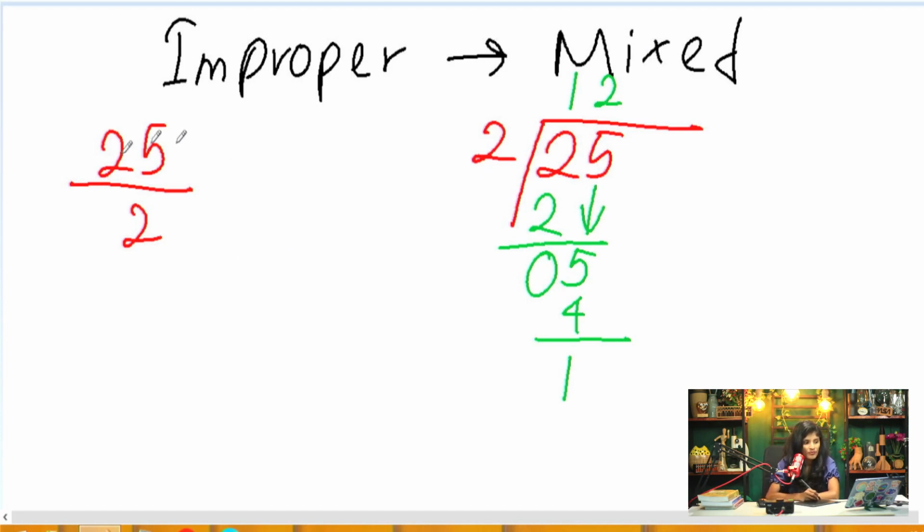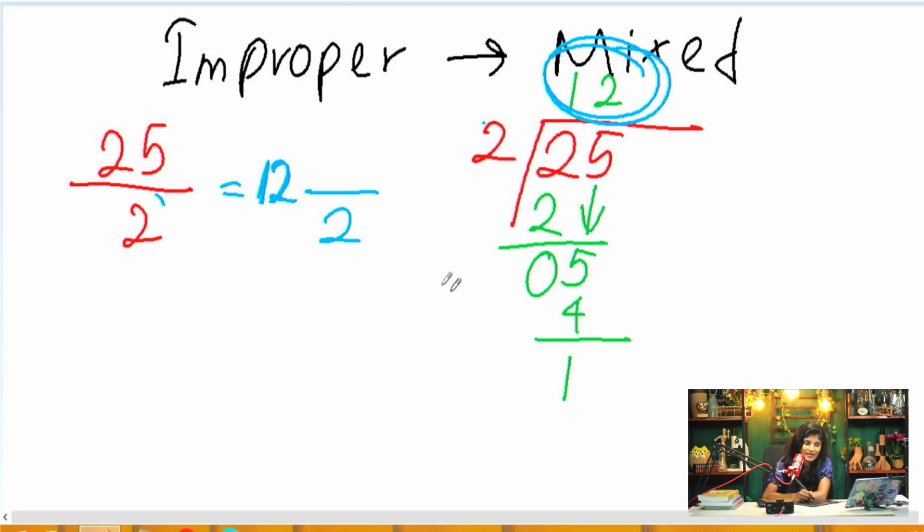Now I am going to put the numbers in a mixed number. Always the denominator is the same. Here the denominator is 2 and in the mixed number also the denominator is 2. So how many whole numbers are there for 2 in 25? Yes, 12. I will write this 12 here. And the remainder goes to the numerator. That's it. Very easy. Let's do another question also.